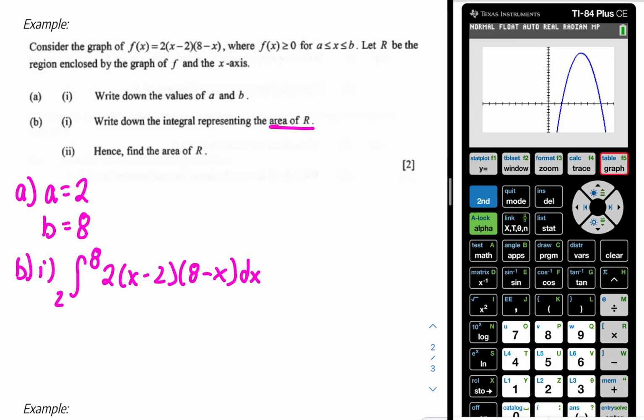And then part C, find the area of this region R. Well, for this region, we have two methods that we could use. We could use the graphing or non-graphing. So since I have the graph already here, I'm going to use the graph. Second function trace, seventh option. So the lower bound is 2, enter. The upper bound is 8, enter. And I get that the area is 72.